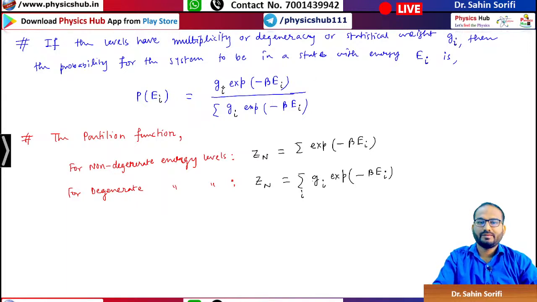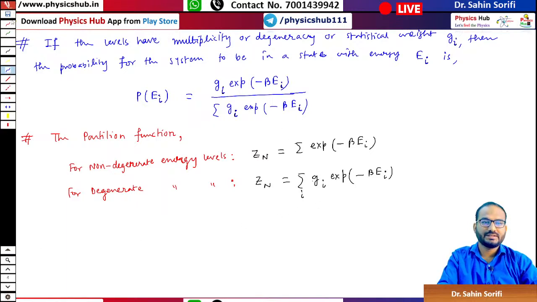So here, as you can see, we have used the summation sign. It means it is applicable for discrete energy levels, meaning quantum systems. If you have a classical system, in a classical system the energy values are continuous, right? So we need a formula for that also.